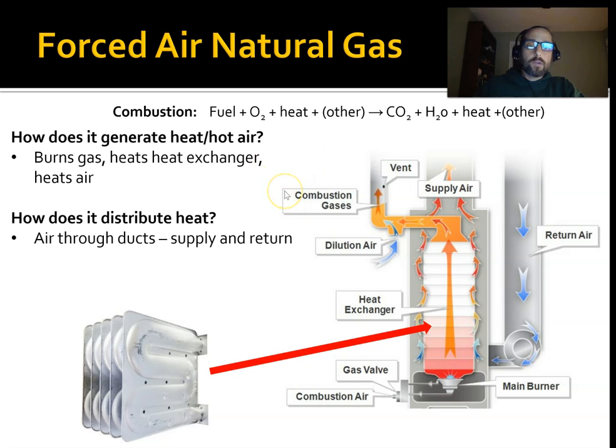The heat transfer here is that you have chemical energy in the gas, which is converted to thermal and radiant energy when it burns. It conducts into the air around it, and then it's convective energy that goes up and travels with the air, and then the air comes back and heats up again. It's a loop. So that's your forced air natural gas.